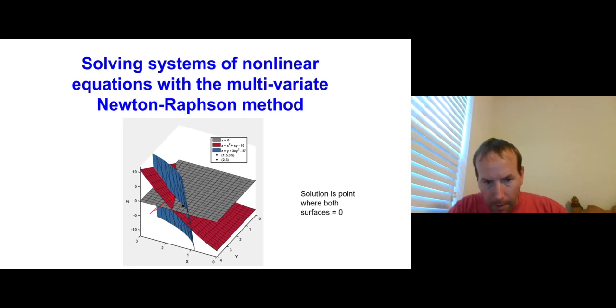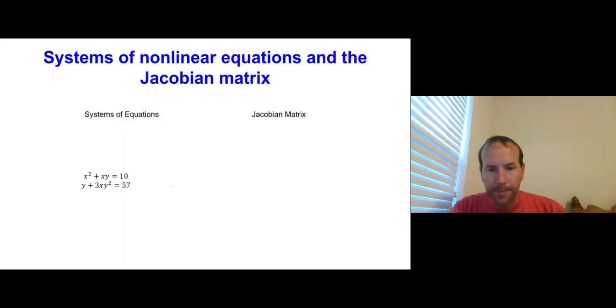We had one point at which they all intersected at the zero line, and so that would be the solution to our system, where both surfaces equal 0. Okay, so that's generally what we're going to be trying to do, and so now let's look at how we're going to do it using the math.